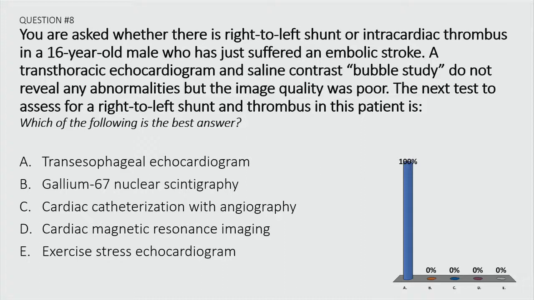We could end there. This is a strong indication for a TEE and common in the adult world as well as in the adolescents, to be able to rule out a right to left shunt or rule it in as well.